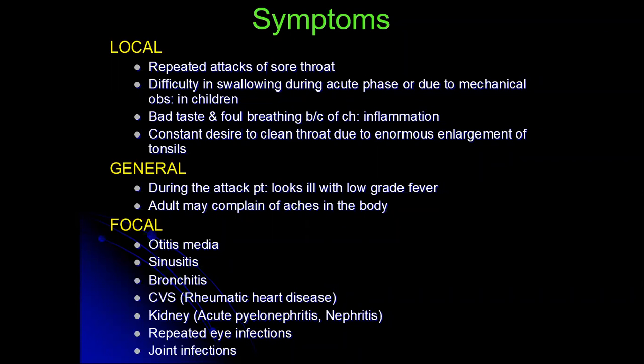Focal infection: if this is not treated, it may cause otitis media, sinusitis, bronchitis, rheumatic heart disease, acute pyelonephritis, nephritis, repeated eye infections, and joint infections. These are going towards the neighboring side, the downside.